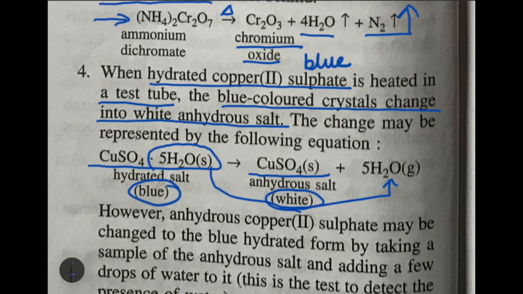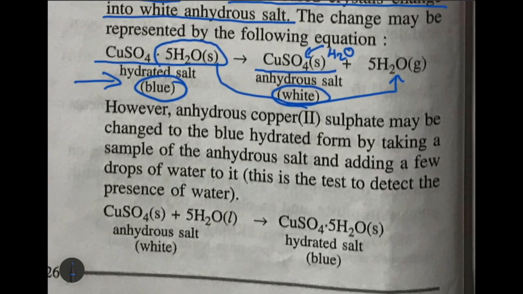Now, if you want to change anhydrous copper sulfate into hydrated copper sulfate, all you have to do is reverse. Okay, a reversible reaction. You have to add some amount of water to this, and then it will turn into hydrated salt. So anhydrous copper sulfate may be changed to the blue hydrated form by taking a sample of anhydrous salt and adding a few drops of water.